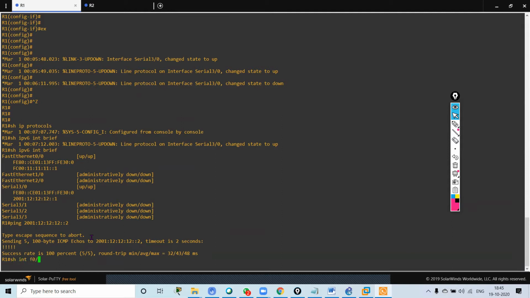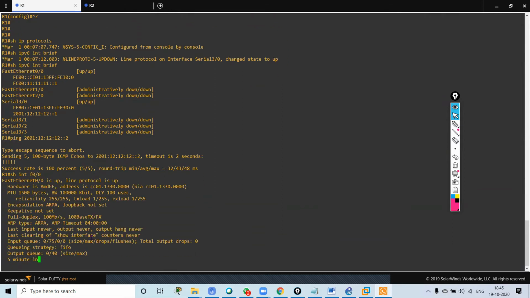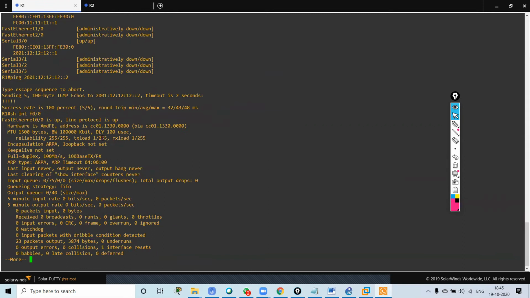Show interface fast Ethernet 0/0. If I look over here, this is my, what? Hardware address, my MAC address, correct? This is the MAC address of the device.